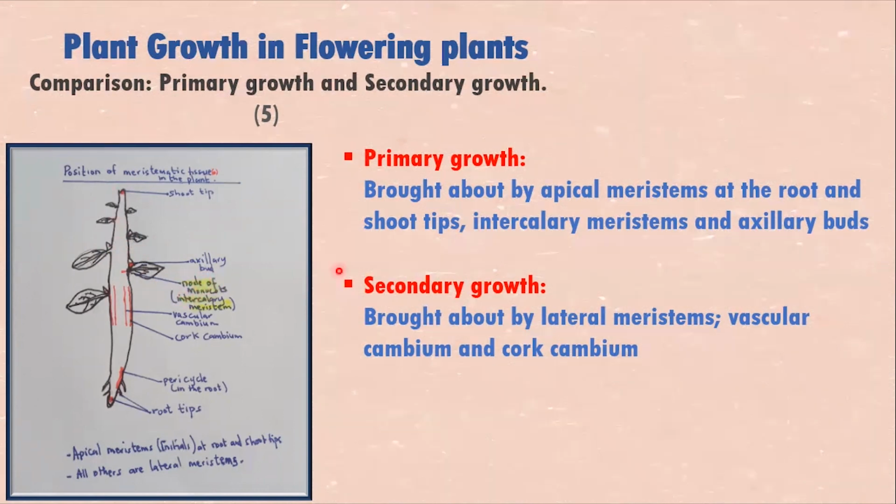Then secondary growth goes on in lateral meristems. The lateral meristems are the vascular cambium and the cork cambium. Now, the cork cambium develops very close beneath the epidermis, and then the vascular cambium is in here. These are the tissues that produce secondary growth.